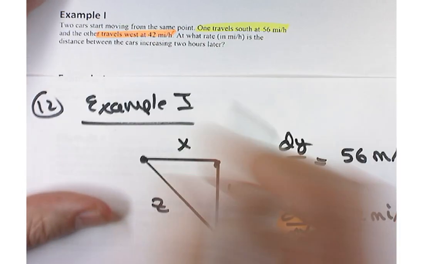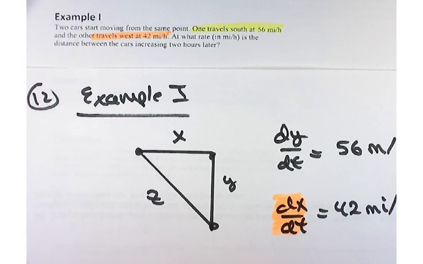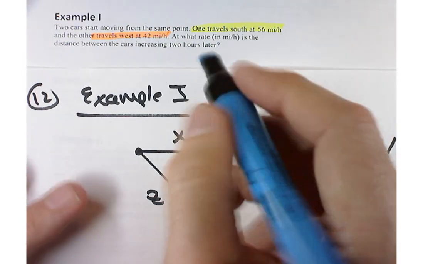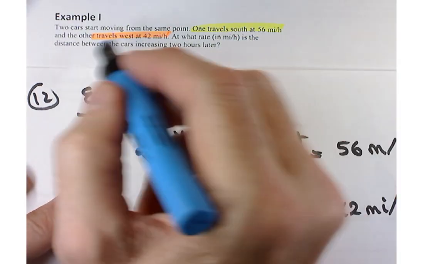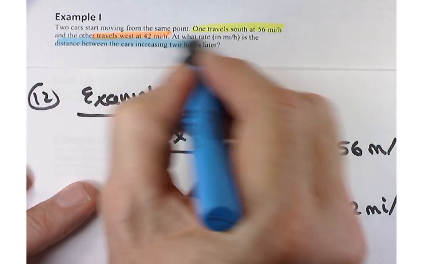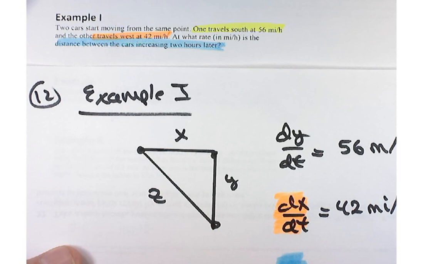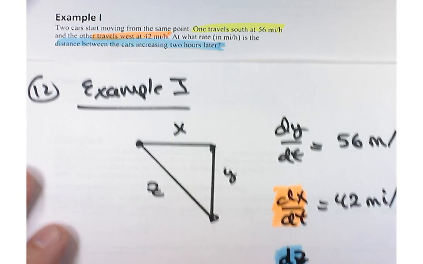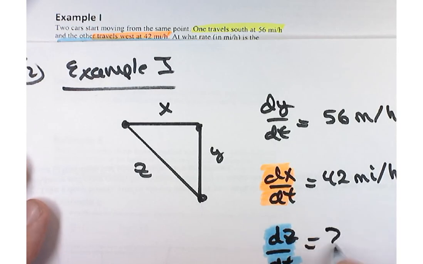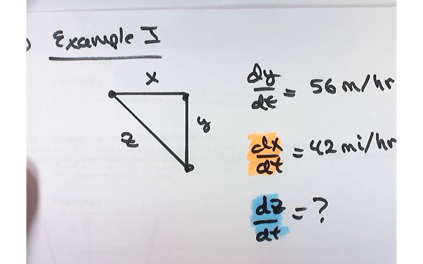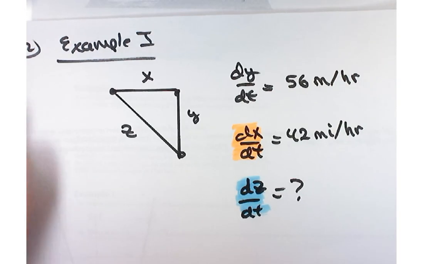And what we're ultimately trying to find out is your dz by dt, the distance between two cars, how is that changing after 2 hours? So that's your dz by dt. So that one we don't know. Very similar to the other one. It's a different topic, but it's very similar to the other one.